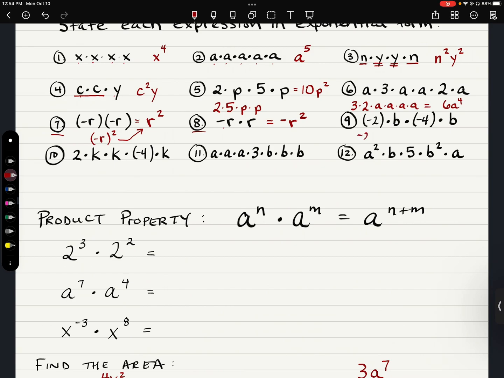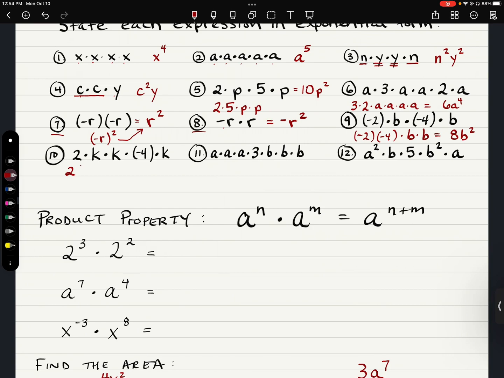Number 9, we have a negative 2 times a negative 4 times a b times a b. That should give us 8b to the 2nd power. And these last 3 in this section, if you haven't had a chance to do them, make sure you pause it, try to work them out, and then see if you got them right or wrong.